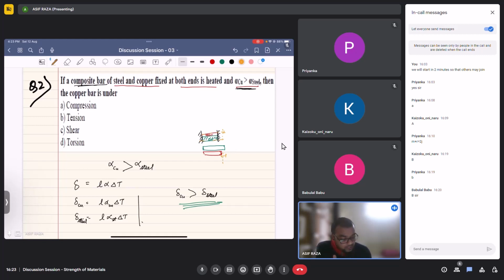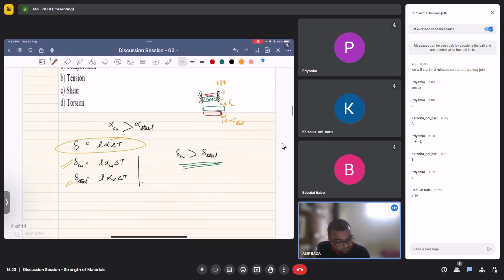I hope you're getting it: the extension of the system would be neither this nor this. If I say delta is the extension happening, this is delta Cu, and this is delta steel. Delta Cu is greater than delta steel, but in the composite, in actuality delta would be lesser than delta Cu and greater than delta steel.